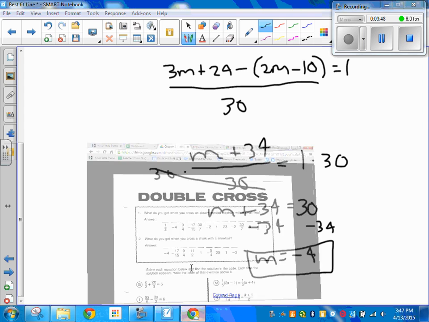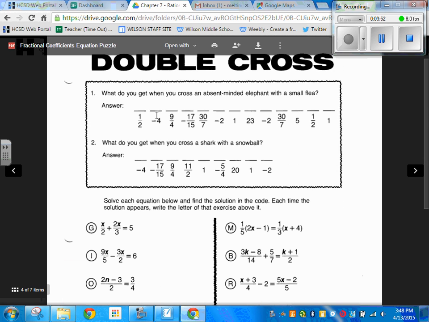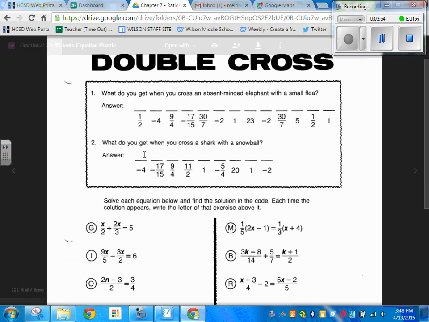I'll go back to my sheet. Letter F is going to go here and here. So hopefully that helps you with the puzzle a little bit.